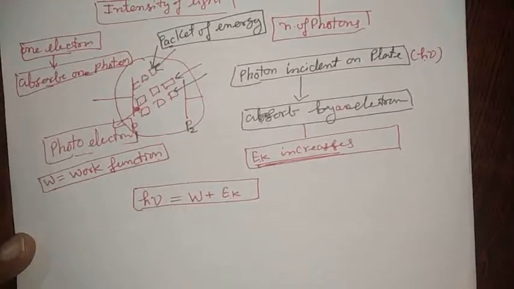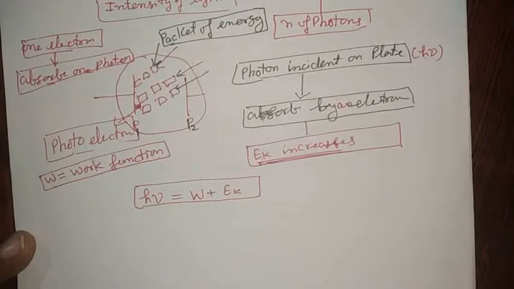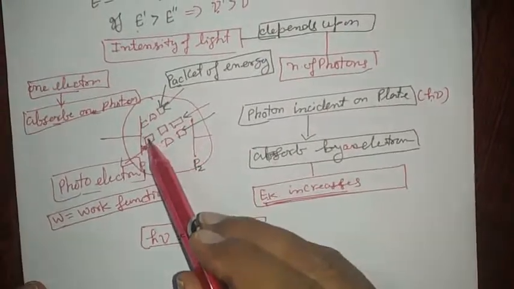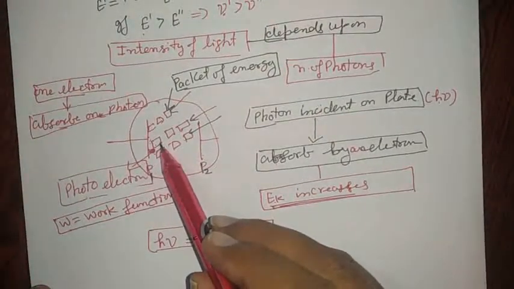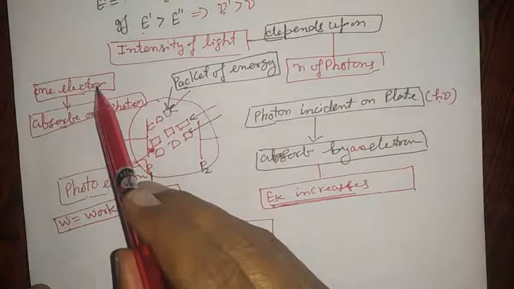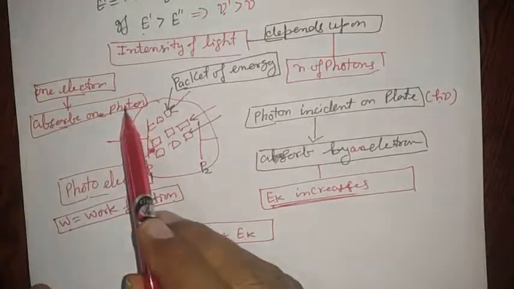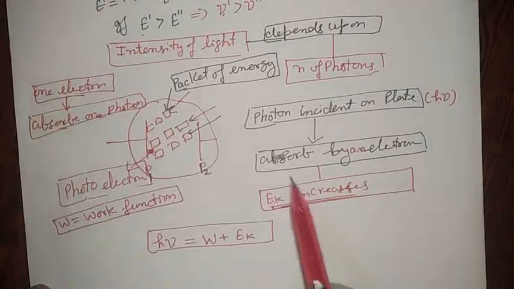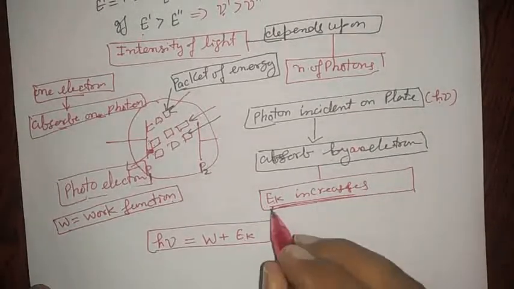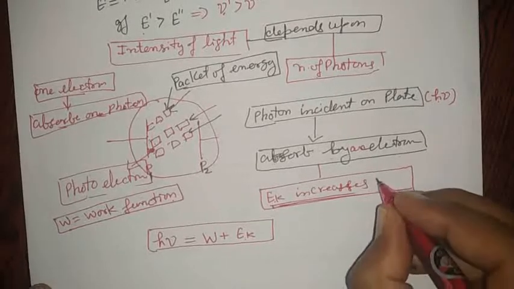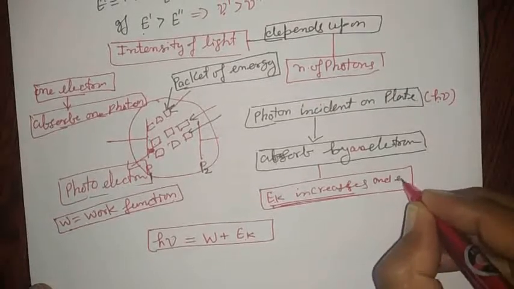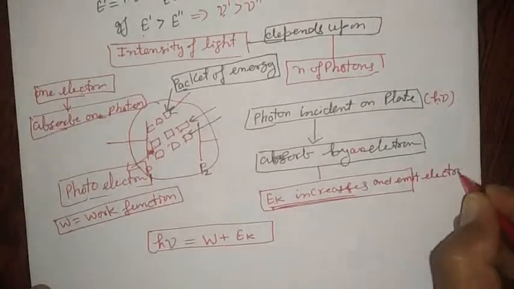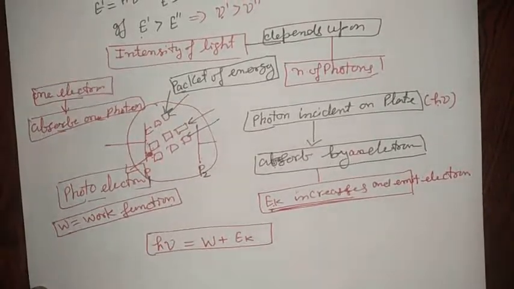One more thing, once more I repeat. Light is incident in the form of packets of energy. One electron absorbs one packet of energy or one photon, and this absorbed energy increases the kinetic energy and helps to emit electrons. The two processes are here.